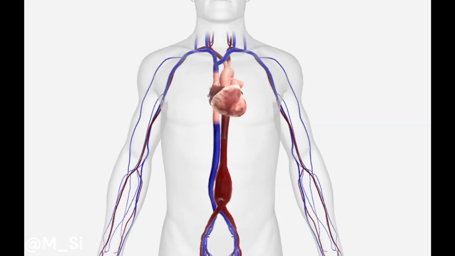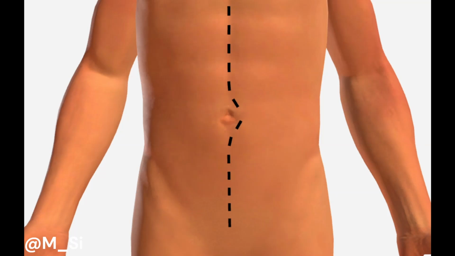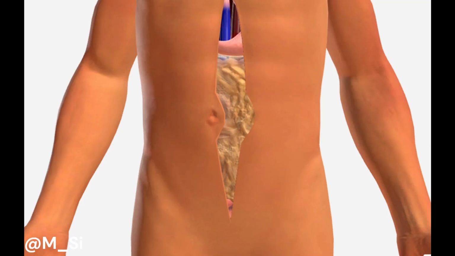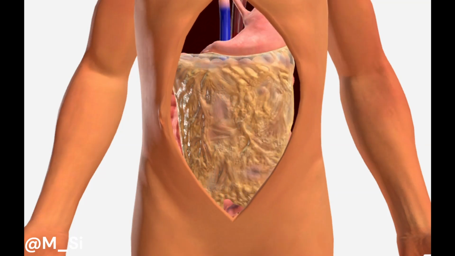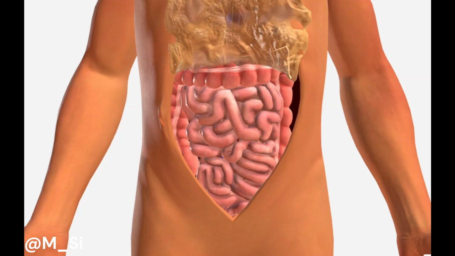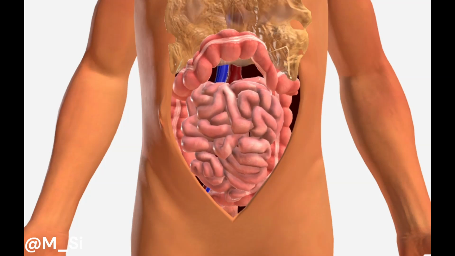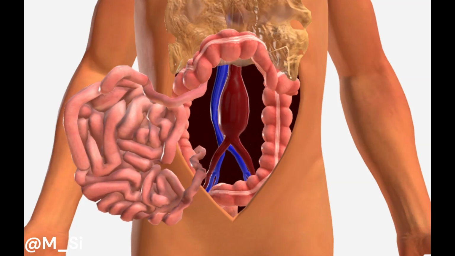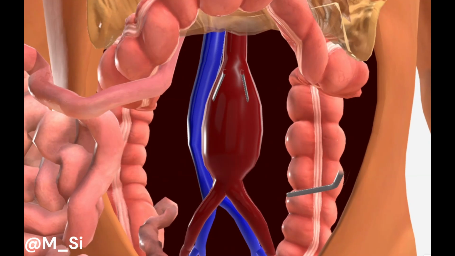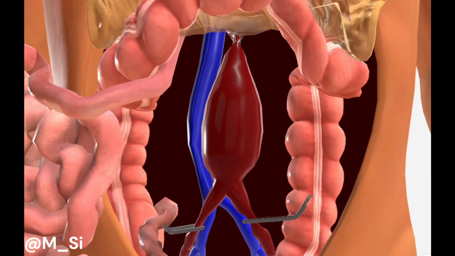In an open repair of an abdominal aortic aneurysm, AAA, the surgeon makes a vertical incision down the middle of the abdomen. To gain access to the aorta, the surgeon will move aside the organs, such as the colon and small intestines. Clamps are placed on the aorta, above and below the aneurysm. Depending on the size and location of the aneurysm, the clamps can be placed on the iliac arteries.